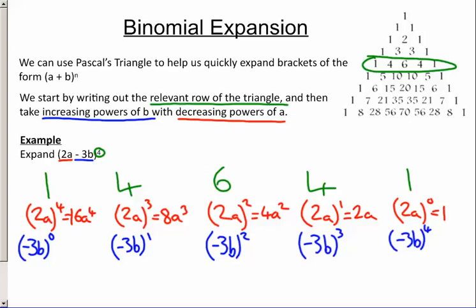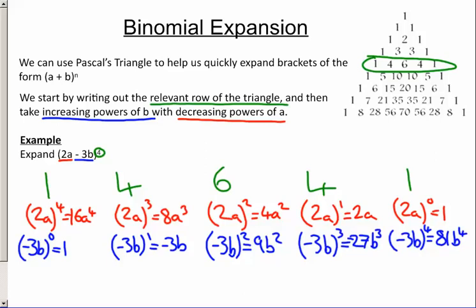Do the same on the bottom row. Anything to the 0 is 1. Anything to the 1 is itself. Minus 3 squared is 9. Minus 3 cubed is minus 27. And minus 3 to the 4 is plus 81.